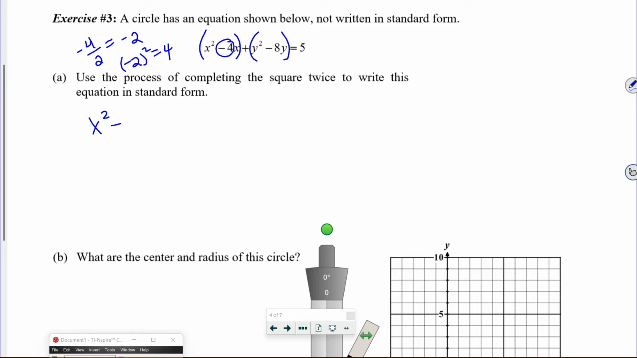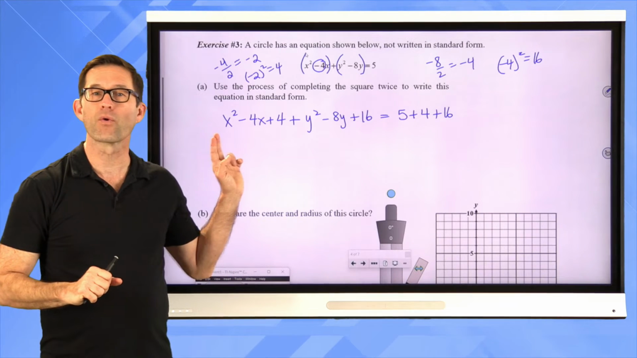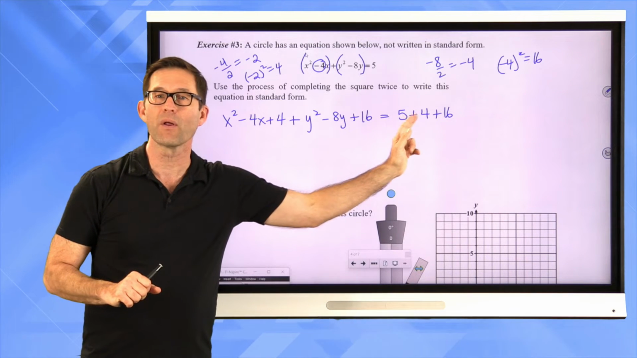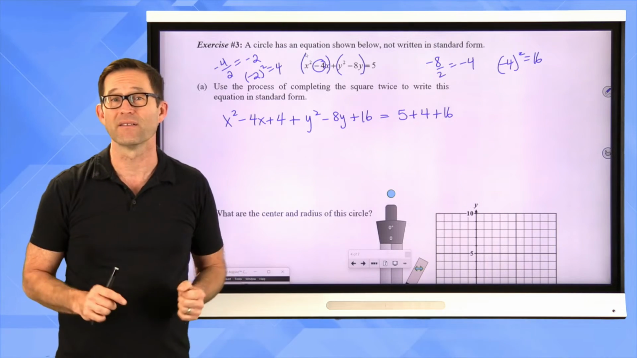So the first thing I'm going to do is have x squared minus 4x plus 4. All right, then here I've got -8 divided by 2, that's -4. -4 squared is 16. So I'm going to have y squared minus 8y plus 16. And then, of course, whatever I've added to the left, I must add to the right. So I've added 4 in order to make this a perfect square trinomial. I've added 16 to make this a perfect square trinomial. And then I've added both the 4 and the 16 to the right-hand side just to keep my scales balanced.